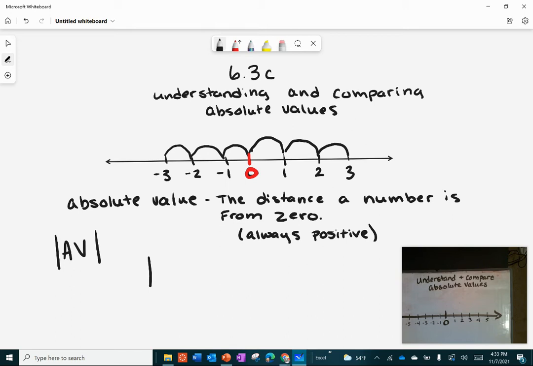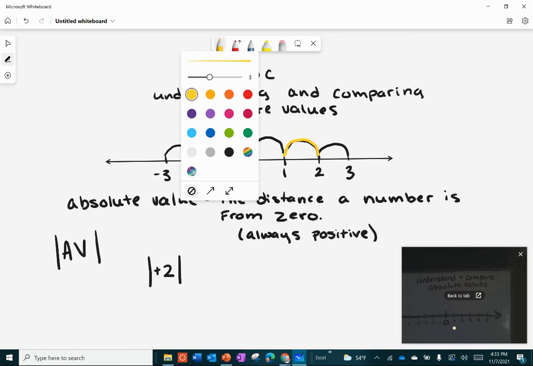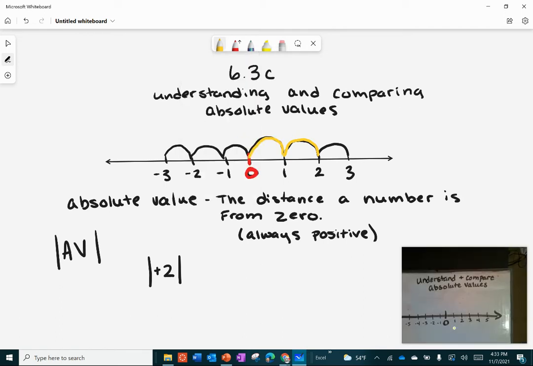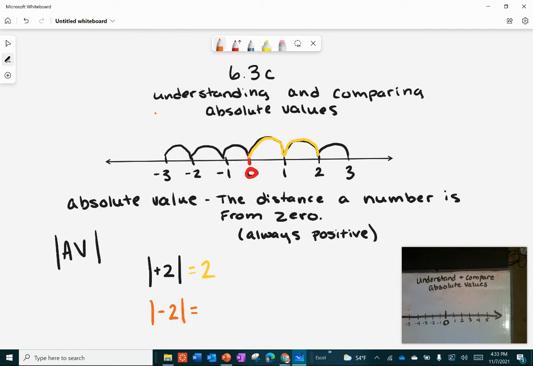So we might say, what is the absolute value of positive 2? Well, positive 2 is 1 away, 2 away. So the absolute value of positive 2 is 2. What about the absolute value of negative 2? We write that with absolute value lines. And eventually you won't need to count these, you might catch on to a pattern. It is positive 2. So the absolute value of positive 2 and the absolute value of negative 2 are both 2 because they're both 2 spaces away from 0.